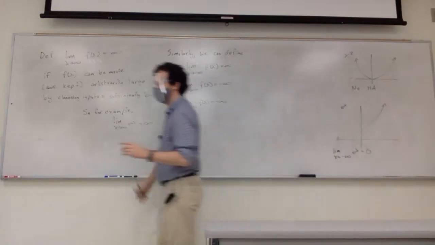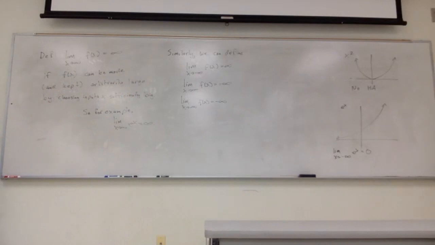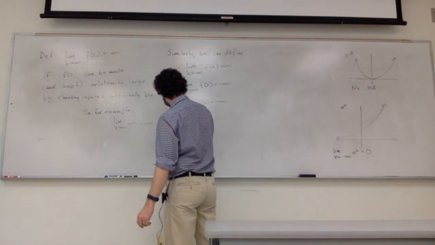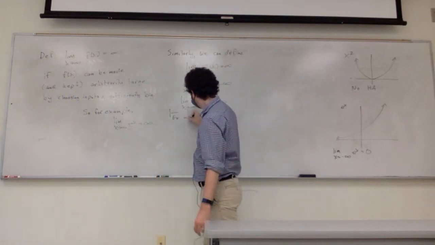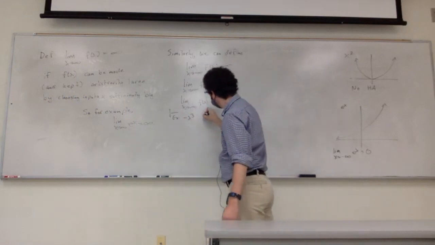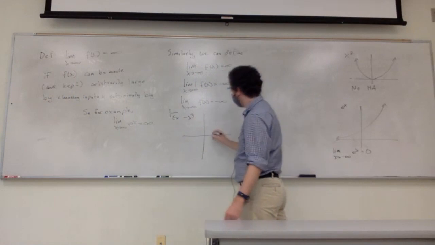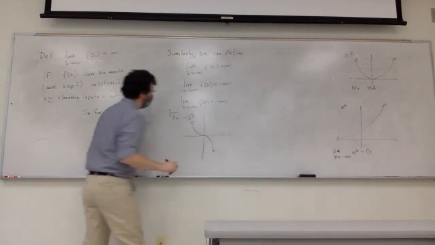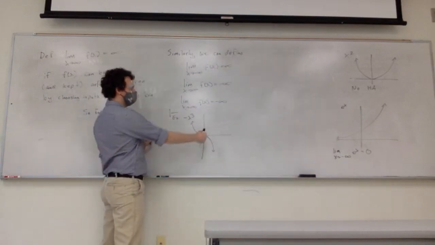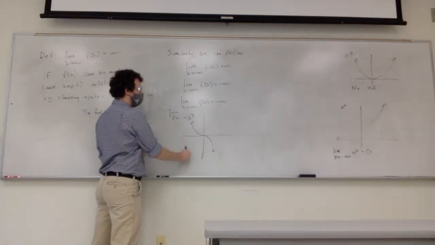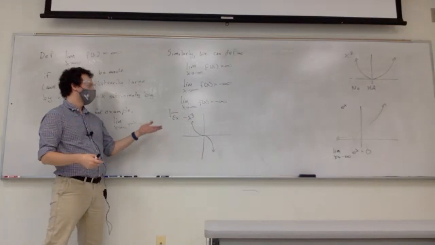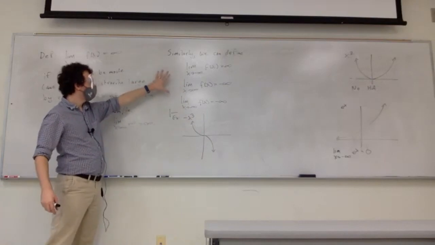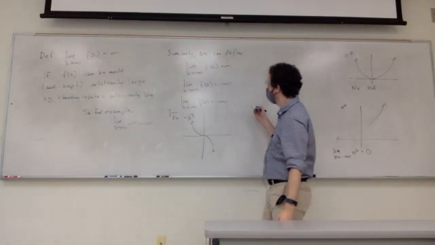So for example, if we look at negative x cubed, so negative x cubed has this shape right here. Positive x cubed is a flipped version where it's going up to the right and down to the left. When you multiply a function by a negative, it flips the graph upside down. So in this case, we have some of these other options.